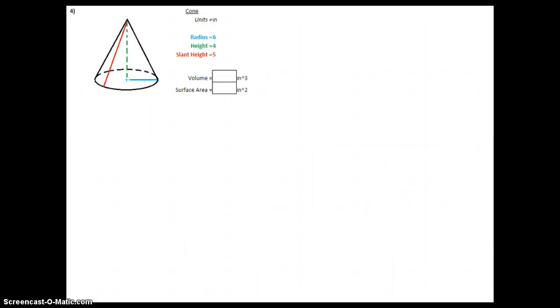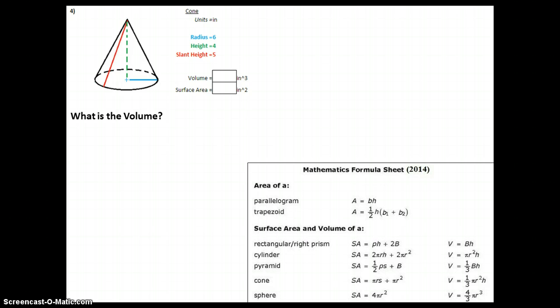Now let's take a look at a cone, and for that, we'll calculate the volume. There's our formula sheet once again. There's the formula that's pertinent to what we want to do. You can see it's at the entry of the cone, and we're looking at the V equals for volume. So let's start filling it in.